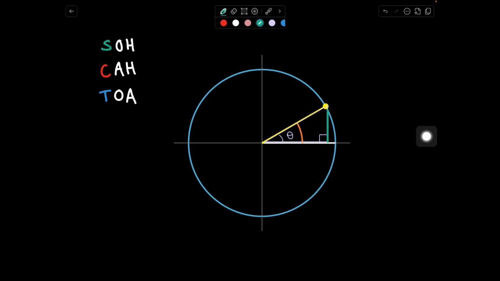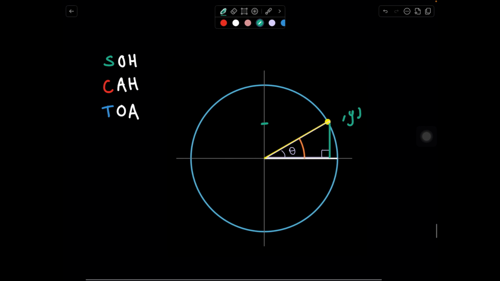So our opposite is this length here, and you can see how that length corresponds to our y value at that point. To find sine of theta, we can do our opposite length, which we said was our y value, divided by hypotenuse, which we know is 1 because this is the unit circle, and it has a radius of 1. So that leaves sine of theta is equal to our y value.